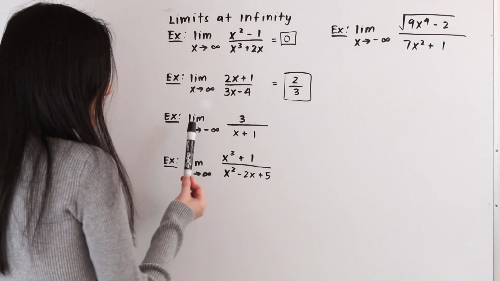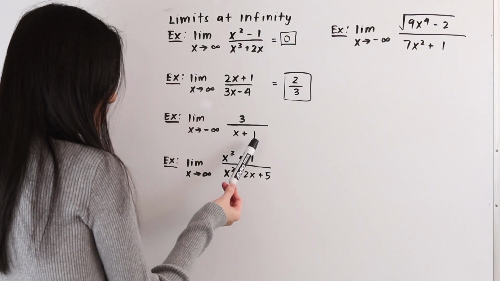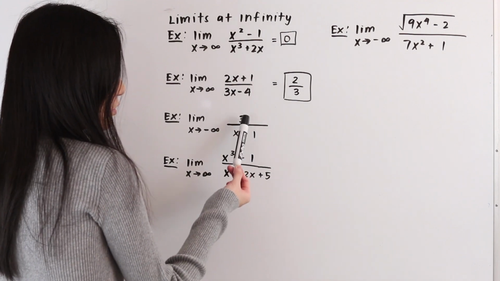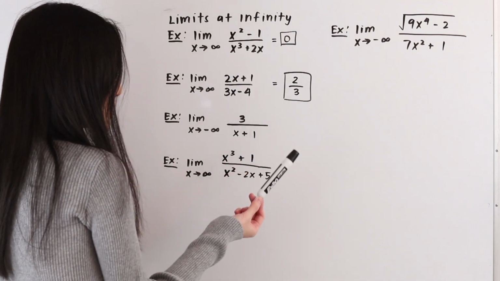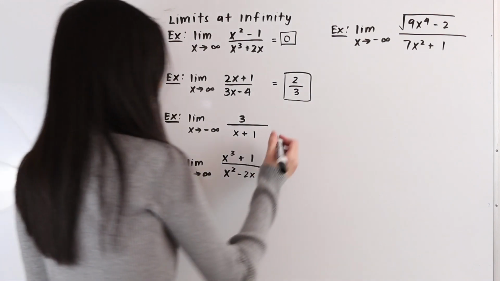And in this next example here, we have the limit as x approaches negative infinity of 3 over x plus 1, and in the denominator we have a polynomial of degree 1, and in the numerator we have a polynomial of degree 0, so the degree of the bottom is greater than the degree of the top, and this limit is equal to 0.